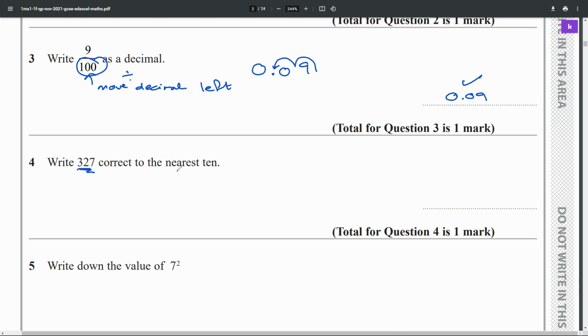Round 327 correct to the nearest 10. Because 7 is greater than 5, this becomes 330. All right, what is the value of 7 squared? That's 7 times 7. That's going to get you 49.